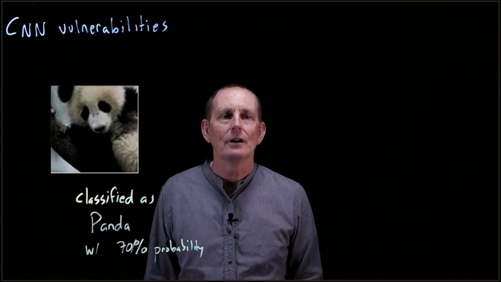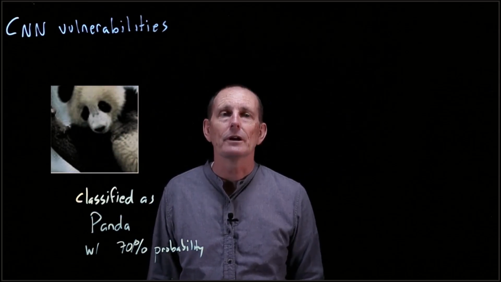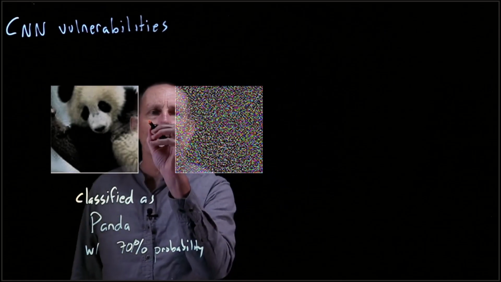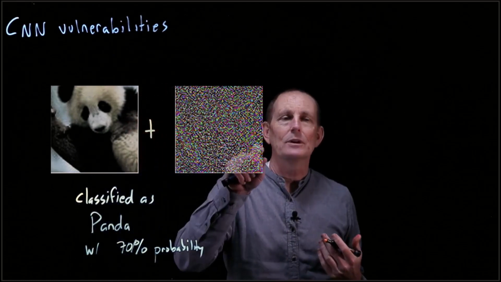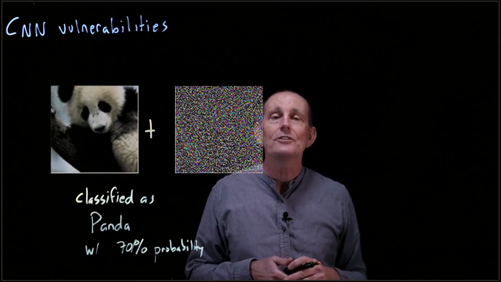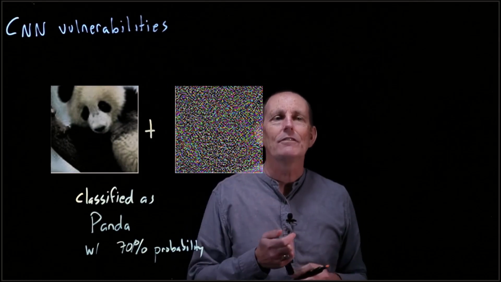And now what we do is we're bad guys. Okay, so we're going to try and fool the neural network. We're going to take this panda and we're going to add in some noise. To the human, this looks like just random noise. But unfortunately, to the neural network, this is going to be enough of a change.